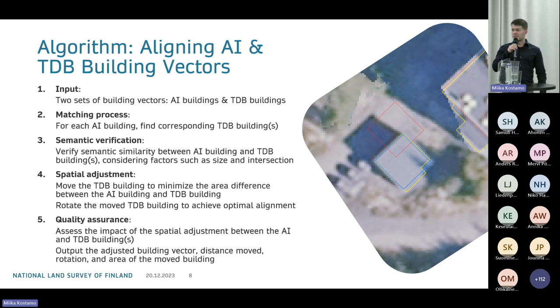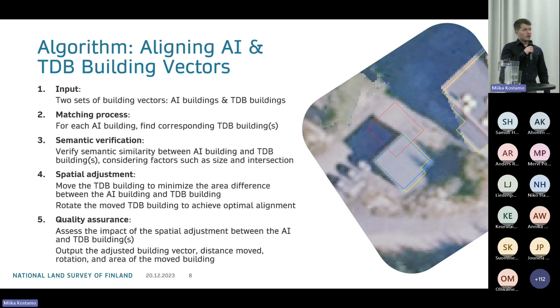We do this to avoid mistakes from AI buildings, because in some cases, if the building is very hard to see from the image, there can be some issues with the buildings. So this way we can avoid it by checking that the sizes are similar with the buildings and the buildings are intersecting with each other.